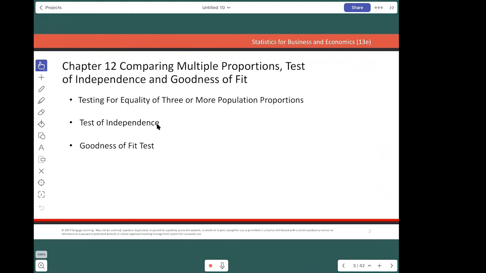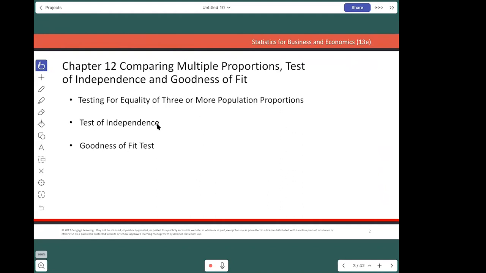Or we could even look at things like this: football, basketball, and baseball. 3 types of sports and gender. Is there a relationship between those? Are they independent or are they related? And people in marketing usually want to know some of those things, right?